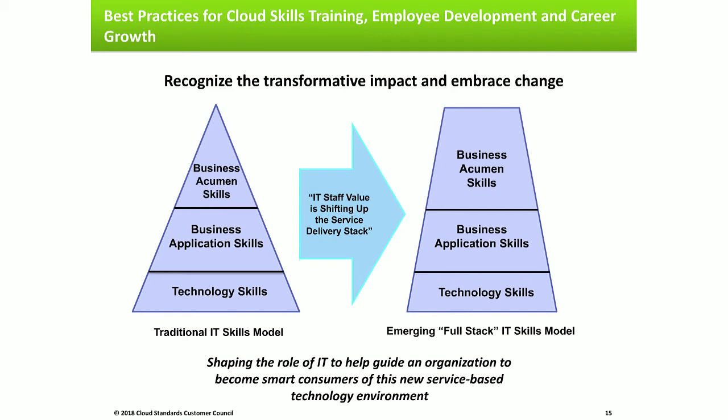And we definitely see that the traditional IT skills model that's shown here on the left of the slide is evolving, and we're starting to see what Gartner has called a versatilist role, where the IT staff value is really shifting up the service delivery stack, and we'd like to call this the full stack IT skills model, where IT people are not just looked at as being technical experts, but also can offer that business application skills and that business acumen skill training that's needed.